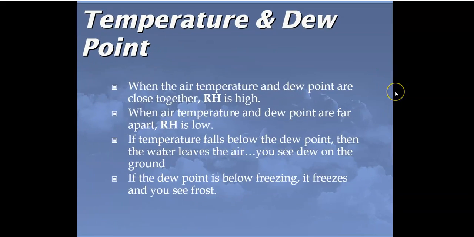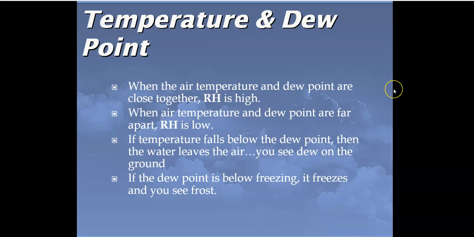So temperature and dew point. When the air temperature and dew point are close together, we say that the relative humidity, or the RH, is high. When the temperature and dew point are far apart, the RH, or relative humidity, is low. If the air temperature falls below the dew point, then water will leave the air. You can see dew on the ground when this happens.